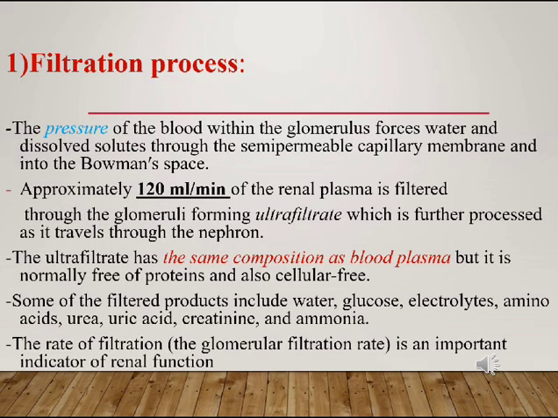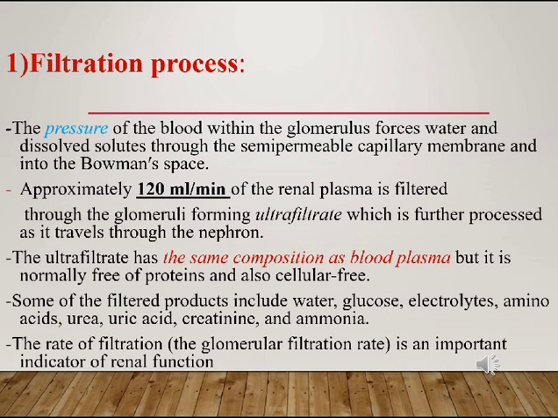Filtration process. The pressure of the blood within the glomerulus forces water and dissolved solutes through the semi-permeable capillary membrane and into the Bowman's space. Approximately 120 ml per minute of the renal plasma is filtered through the glomeruli, forming ultrafiltrate, which is further processed as it travels through the nephron.